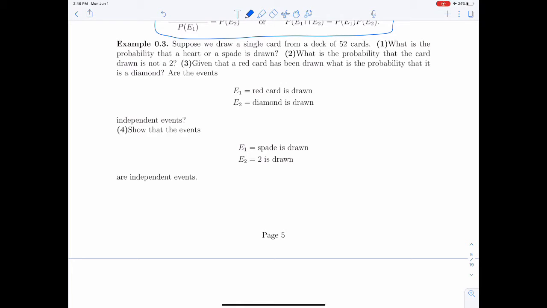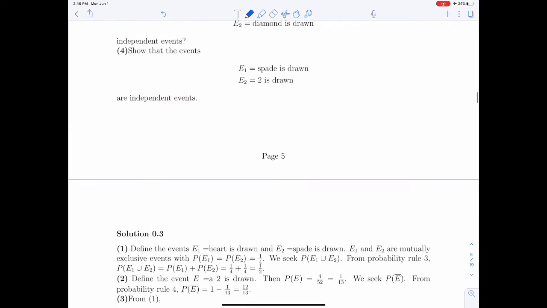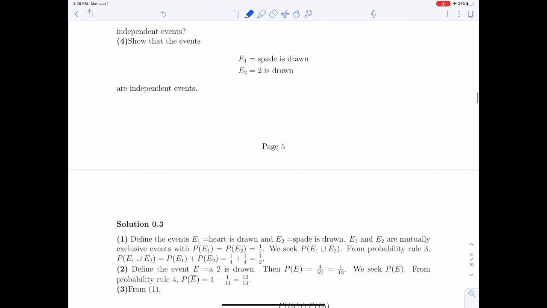So suppose we draw a single card from a deck of 52 cards. That's like the premise. And then our first question is, what is the probability that a heart or a spade is drawn? Okay, so I'm going to go down to the solution. First, we define the events. E1, heart is drawn, and E2, spade is drawn. So usually you want to define what event is what to start.